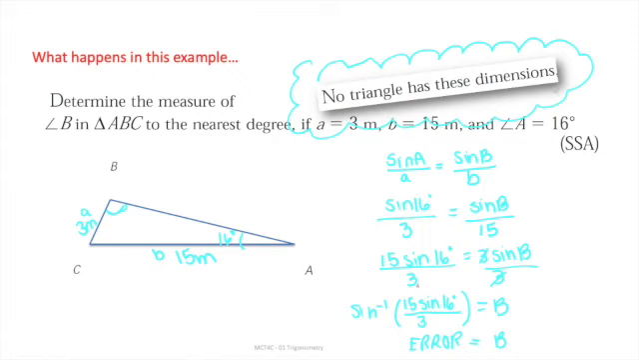There are other scenarios. We can either draw two distinct triangles, one distinct triangle, or no distinct triangles. So we're going to get into examples of how that works, and then I'm going to show you a little bit of a shortcut as well.